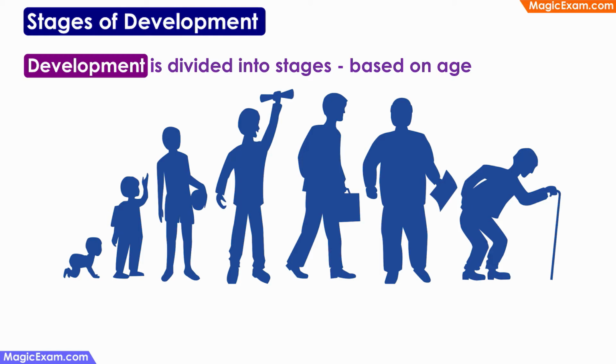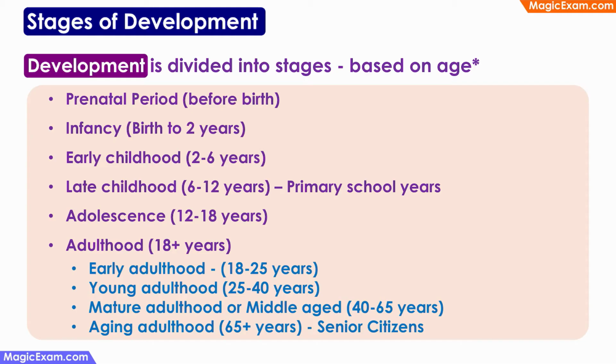We frequently see questions about the various stages of development, because development is divided into various stages based on the age of the person. If you look at the different stages of development, it starts with the prenatal period, which is the period before birth. Then comes infancy, which is birth to 2 years, early childhood, late childhood, adolescence, adulthood, and even adulthood, which is 18 plus, has been divided into various stages such as early, young, mature, and aging adulthood.